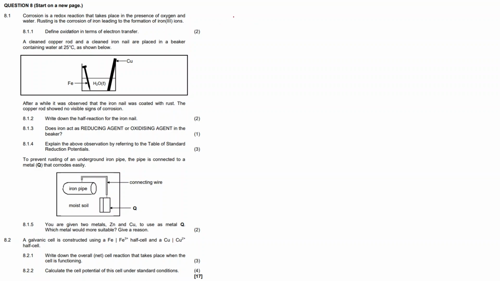So, in redox reactions, we know that when an object is oxidized or goes through oxidation, it loses electrons. Therefore, oxidation is the loss of electrons. A cleaned copper rod and a cleaned iron nail are placed in a beaker containing water at 25 degrees Celsius as shown below. After a while, it was observed that the nail was coated with rust. The copper rod showed no visible signs of corrosion.